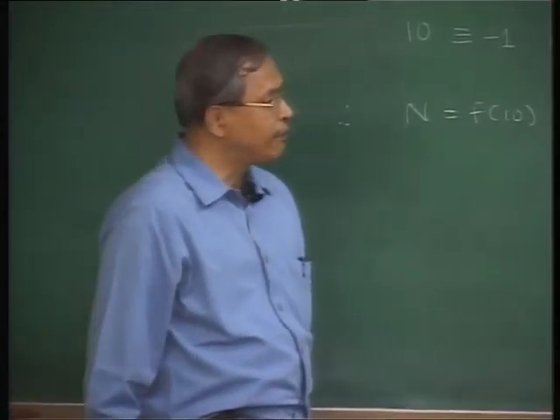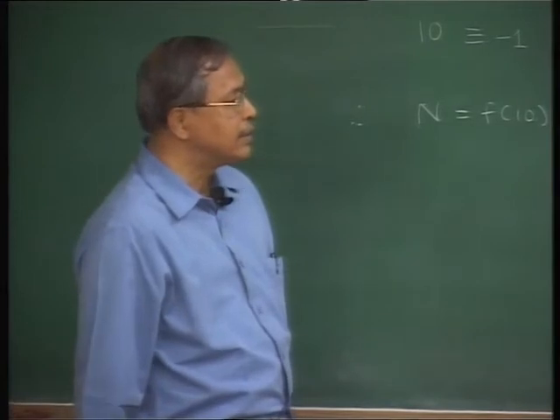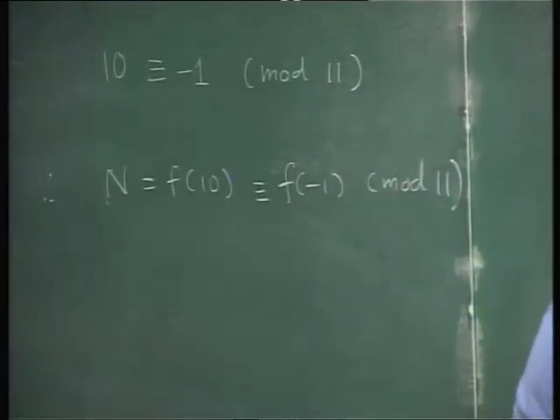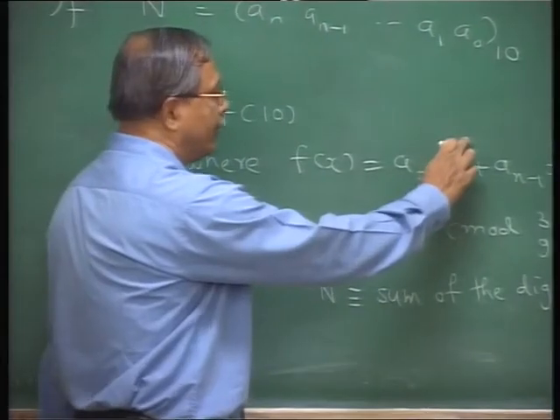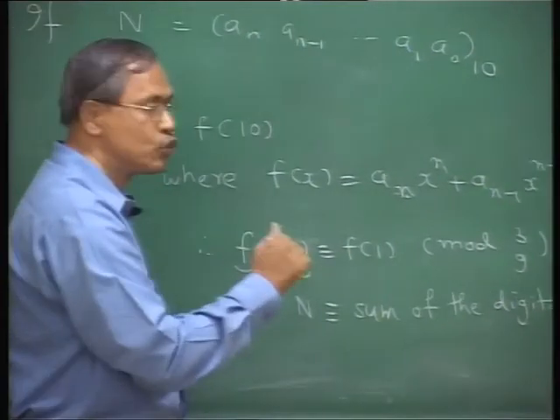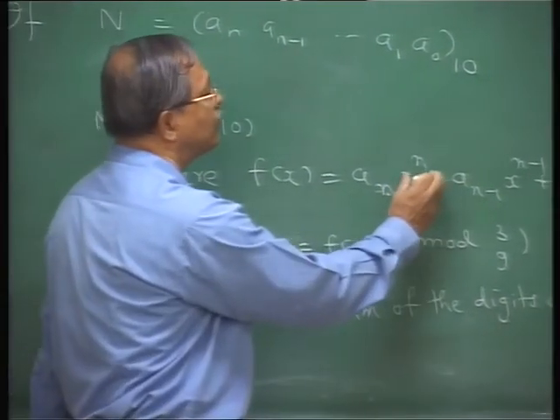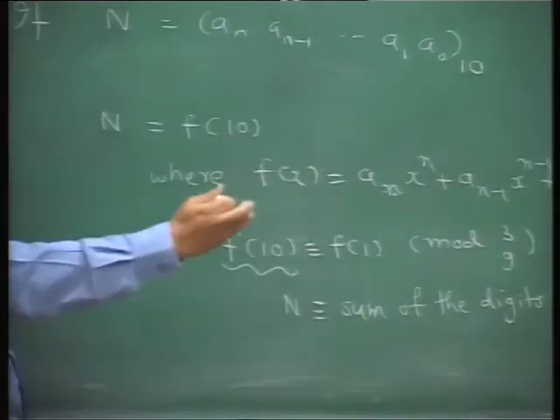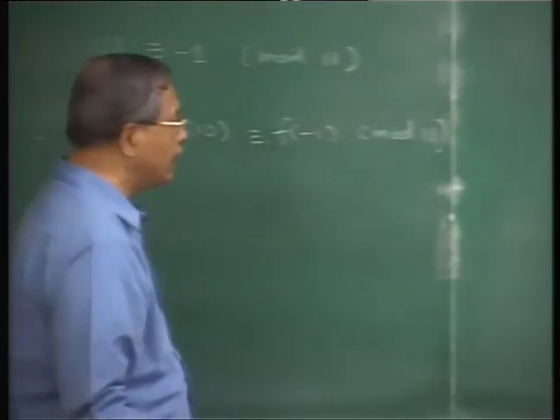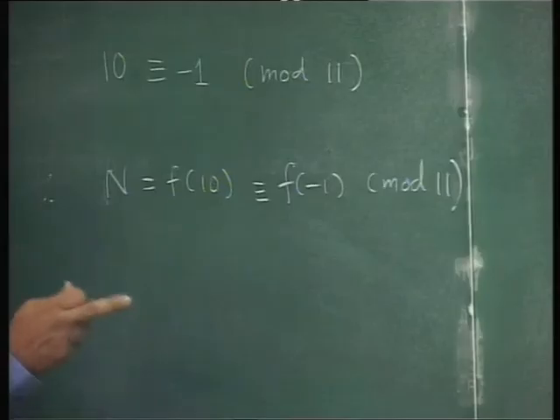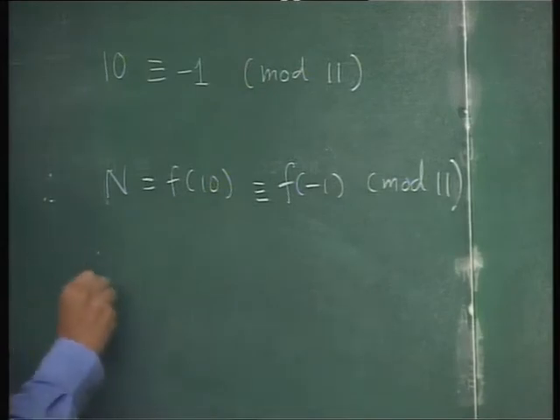And what is f of minus 1? It depends upon the value of n, but it is a_n into minus 1 raised to n, plus a_(n-1) into minus 1 raised to n minus 1. So the signs are opposite. Suppose this is plus 1, this is minus 1, next is plus 1 and so on. And then you get the test of divisibility that n is divisible by 11 if and only if you take the alternate sum.